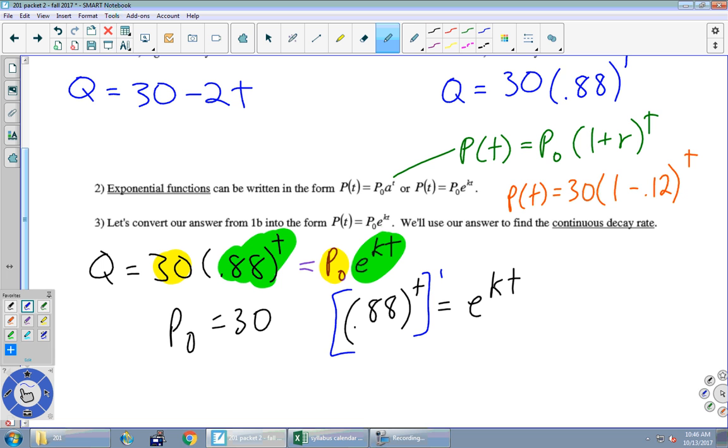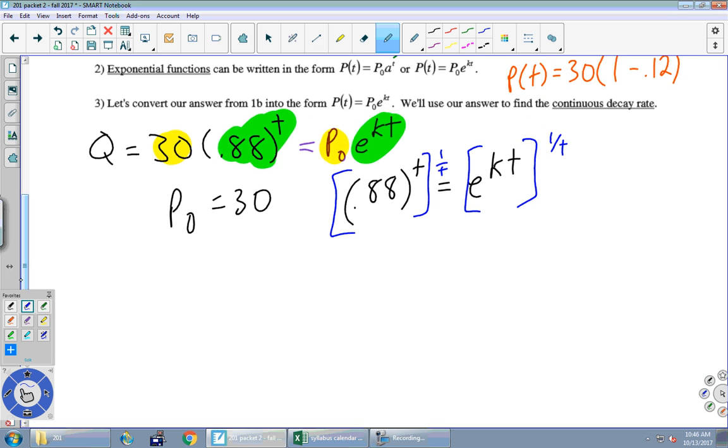1 over T is the winner, because we know when the powers look like that, we multiply them. And so 1 over T is the thing that's going to turn that power to a 1. And whatever you do on one side, obviously you've got to do to the other side. So we raise both sides to the 1 over T, and then the T's just disappear. And so we get a simpler equation: 0.88 equals E to the K, because the T's cancel on the right-hand side and just multiply.